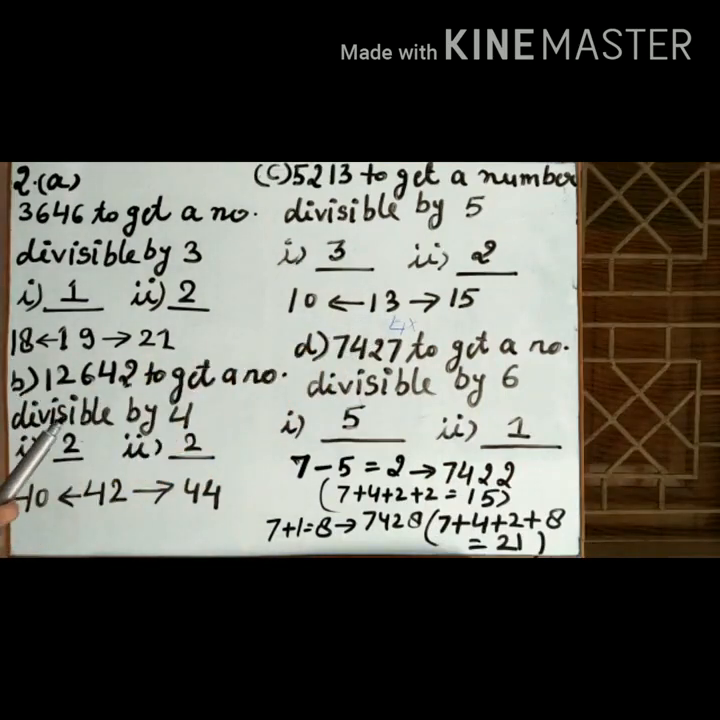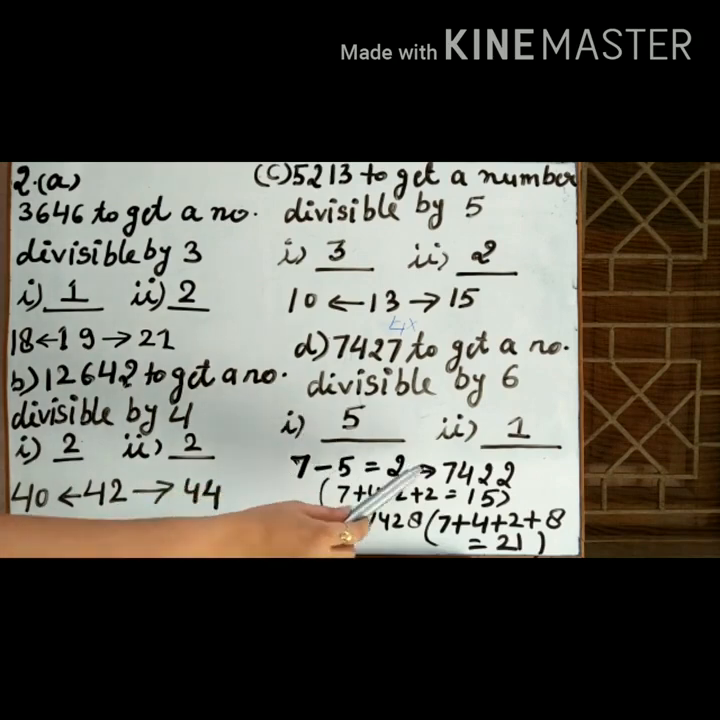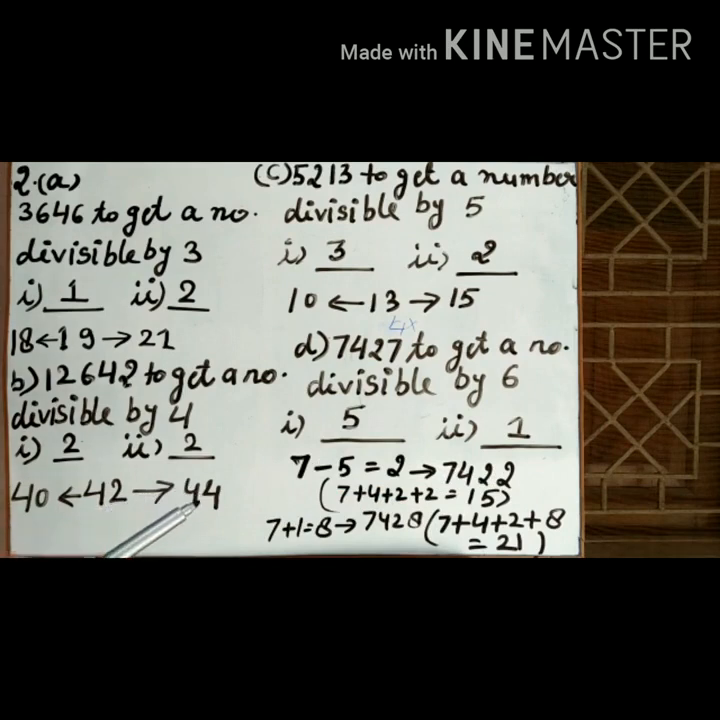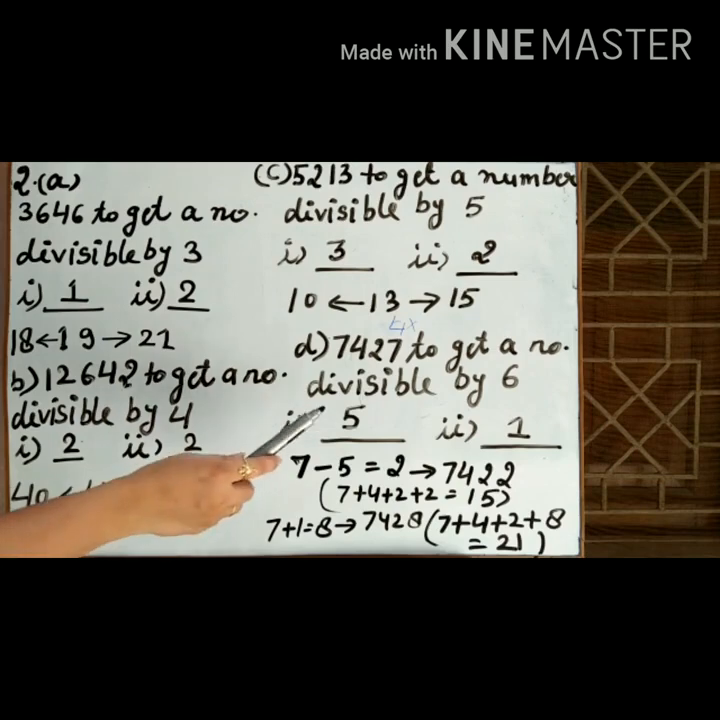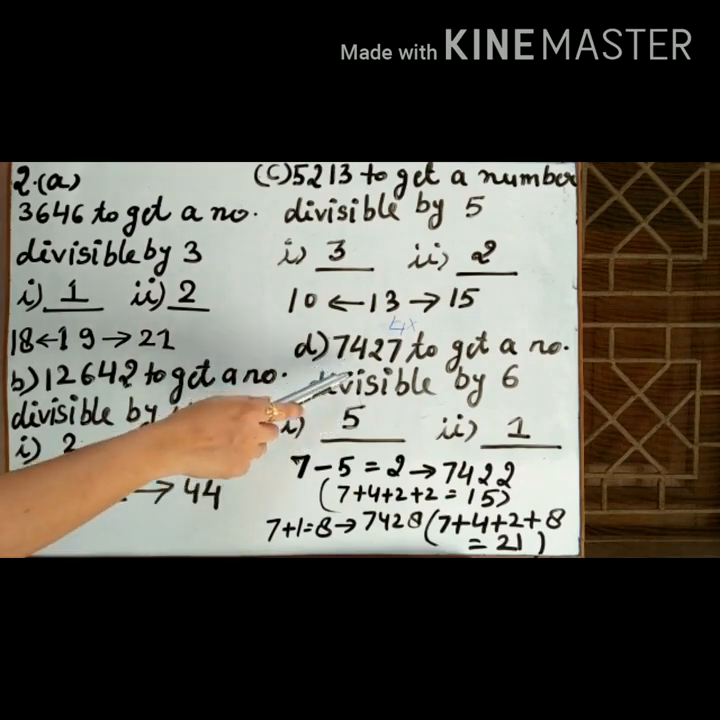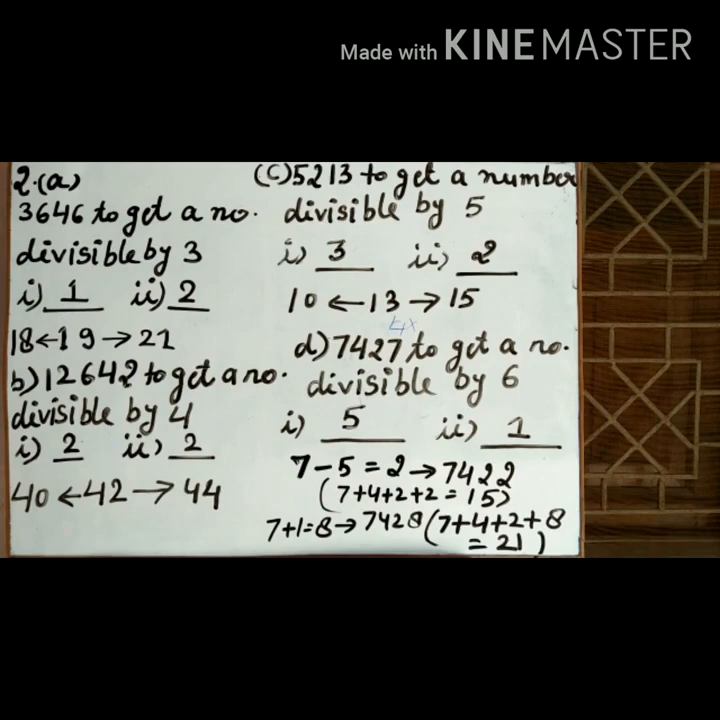Now, let's subtract 5 from 7. 7 minus 5 is equal to 2. Then the new number is 7422. Yes, because of the even number, it is divisible by 2. Let's check, is it divisible by 3 also? 7 plus 4, 11, plus 2, 13, plus 2, 15, and 15 is also divisible by 3. That's why we will subtract 5 from this number to get a number which is divisible by 6.